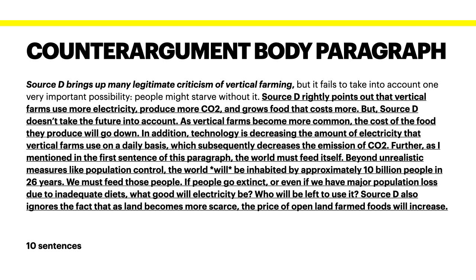So I present somewhat of a summary of source D, or at least source D's thesis, right? That it brings up many legitimate criticisms of vertical farming. And then I think very powerfully I poke a hole in that by saying people might starve without it. So after that, I then have a counter to source D. It weaves between summary and analysis. It starts with the summary and then ends with the analysis.